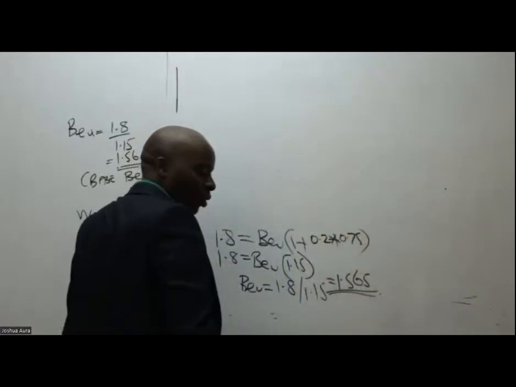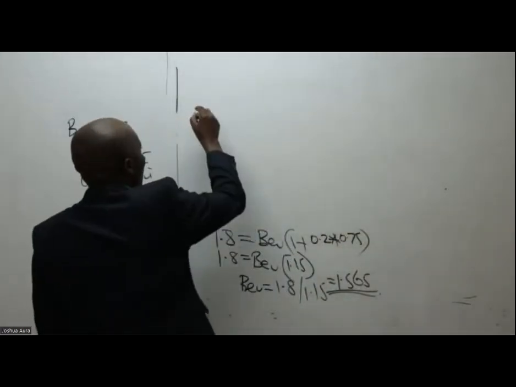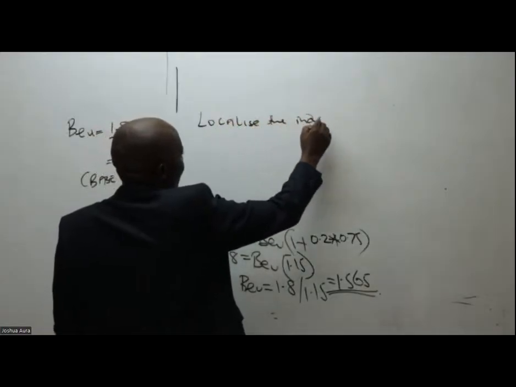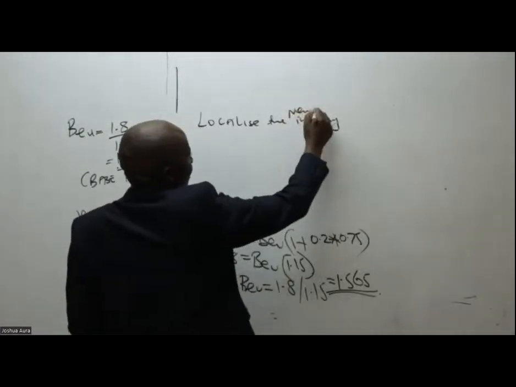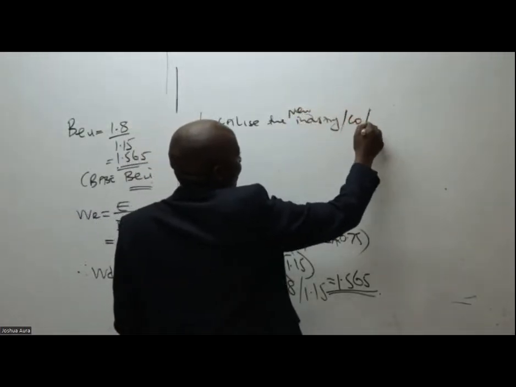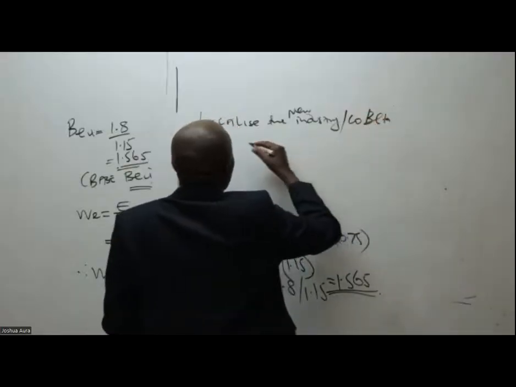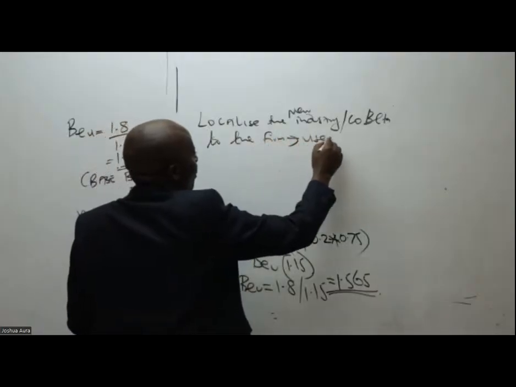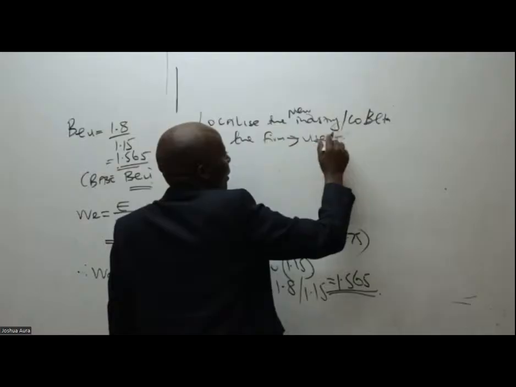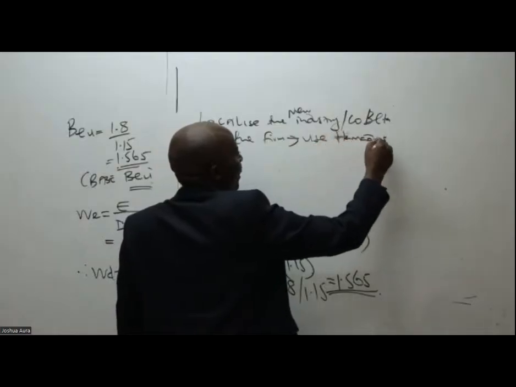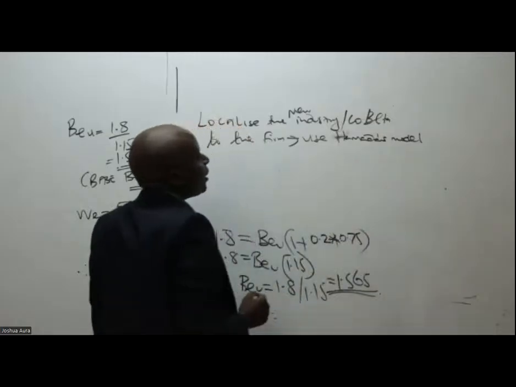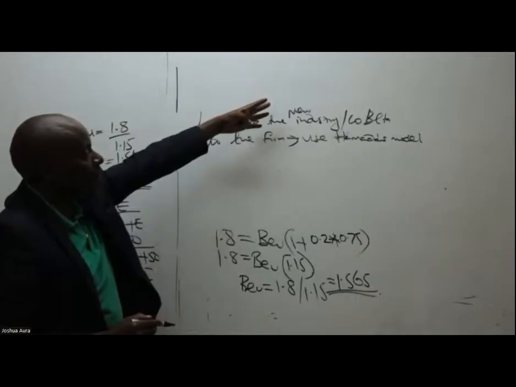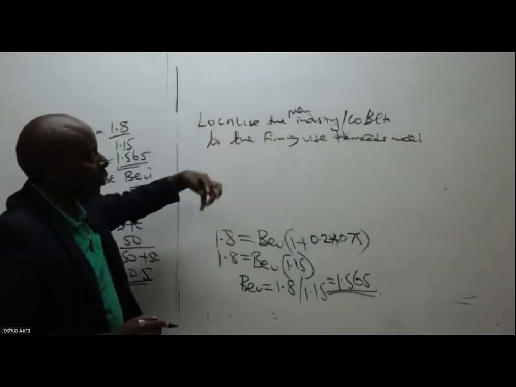So you localize the industry, the new industry, new company or new business beta to the firm. Again, here we use the Hamada's model. You localize. So now you're bringing it from the industry perspective to the local organization.